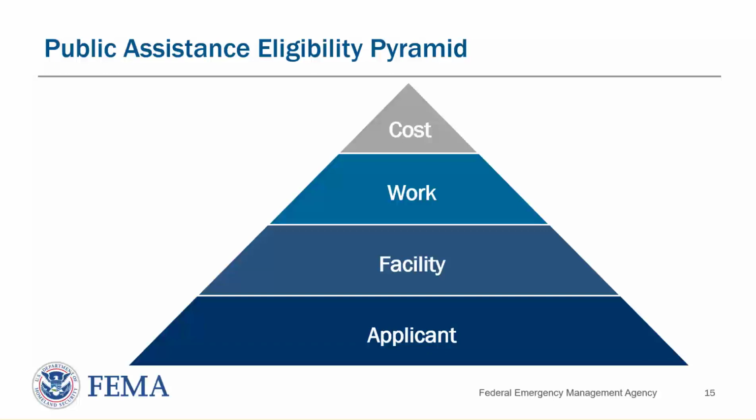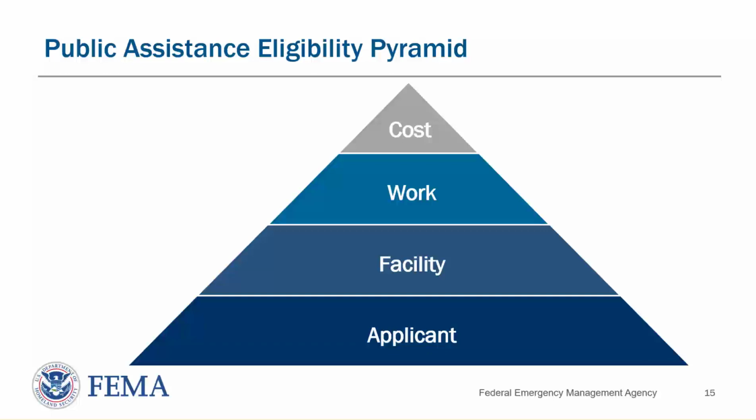So you don't have to prove an eligible facility all the time. And generally, if you're a private nonprofit, though, you will have to prove that you have an eligible facility. But generally, for emergency protective measures, so category B, and also debris removal, which is category A, so any type of emergency work, if you show that you're alleviating that immediate threat, you could potentially have an eligible project.